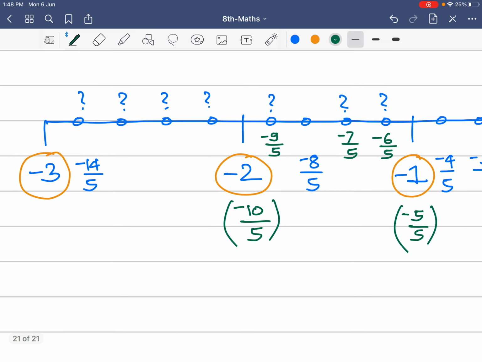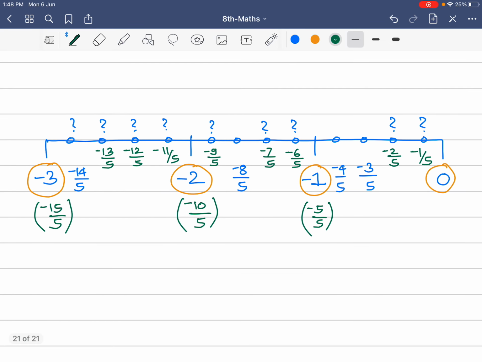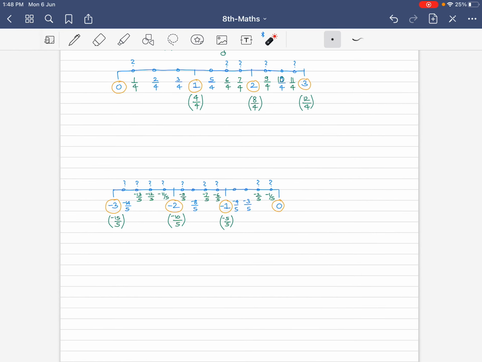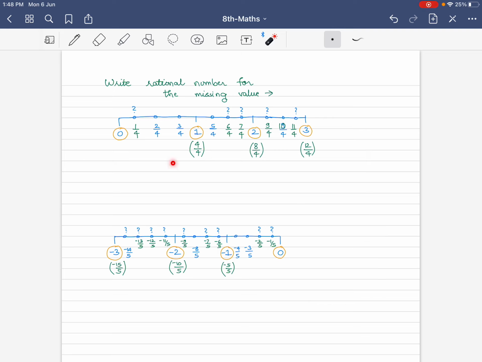And we continue further. This is -11 by 5, this is -12 by 5, this is -13 by 5, -14 by 5 is already mentioned, and this is -15 by 5. So -15 by 5 is equal to -3. Thus we have filled up all the missing values for all the question marks. The key point is the number of equal parts made between any two whole numbers. If there are 5 equal parts, our denominator becomes 5, and then we just start counting from 0 to -1, -1 to -2, -2 to -3. This is how we have filled out all the missing values with the appropriate rational number.